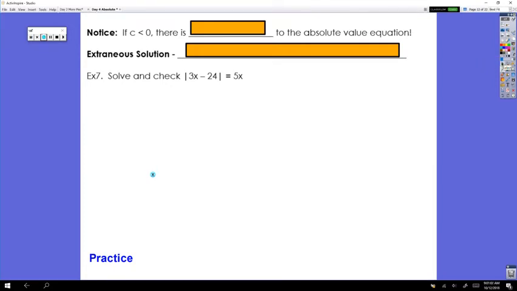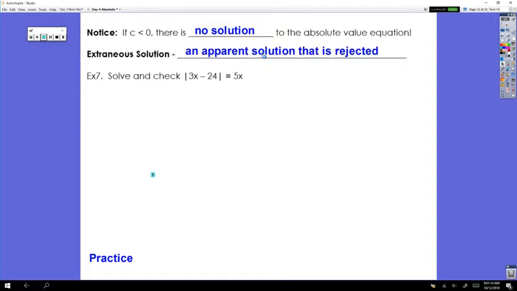So now notice, when c is less than 0, there is no solution to the absolute value equation. Now, there could be cases where you have an extraneous solution, which means an apparent solution that is rejected. You are going to get an extraneous solution when you have an absolute value equal to something with an x. So before this problem, we've dealt with absolute values equal to numbers, but right now we have an absolute value equal to something with an x. When this happens, you are going to have an extraneous solution. So let's take a look at this problem.